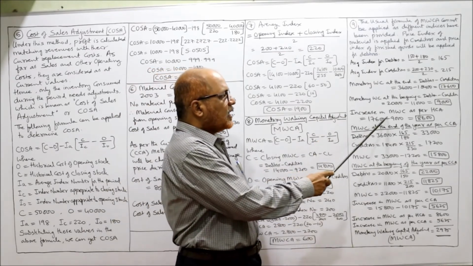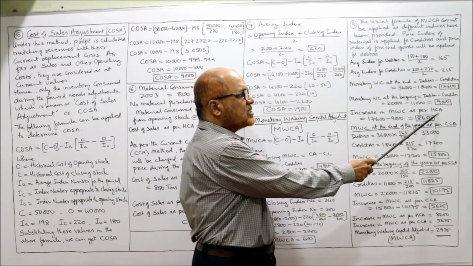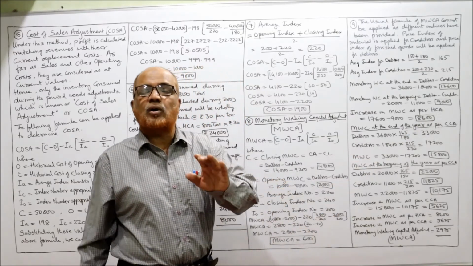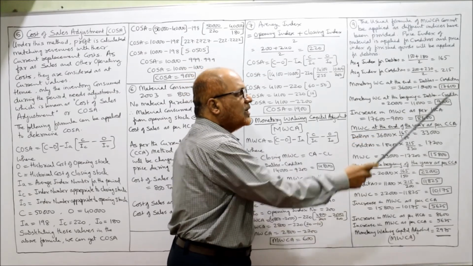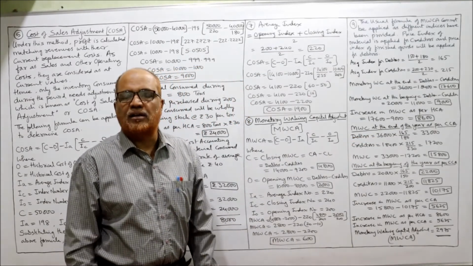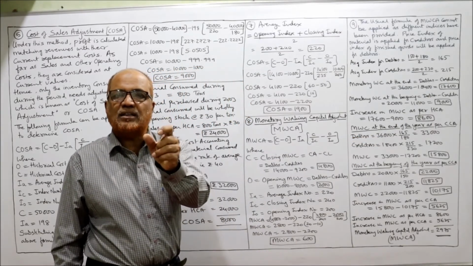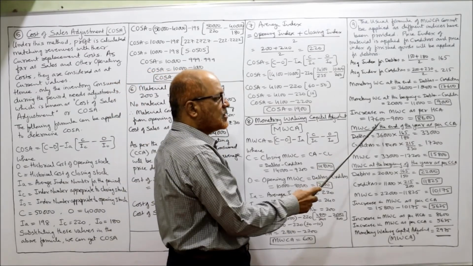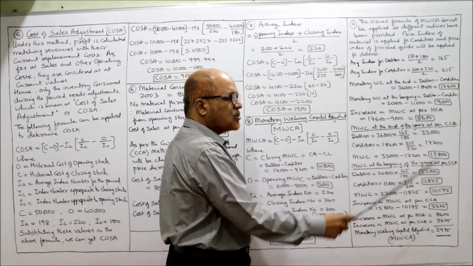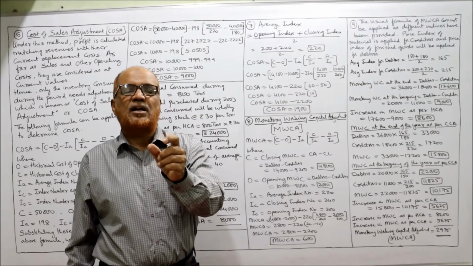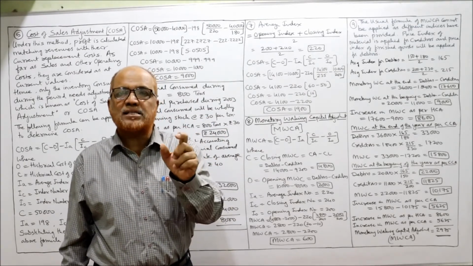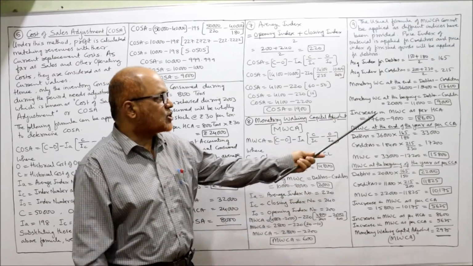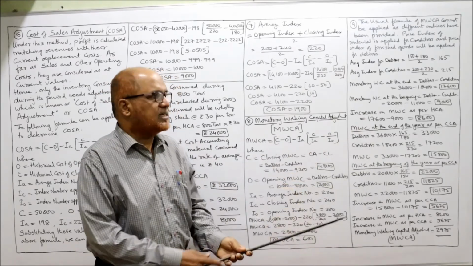So here, increase in monetary working capital as per HCA, historical cost accounting. How much increased? Opening 9,000 and closing 17,600. So increase is 17,600 minus 9,000. 8,600 is the increase in monetary working capital as per HCA, historical cost accounting. Now we'll come to CCA.